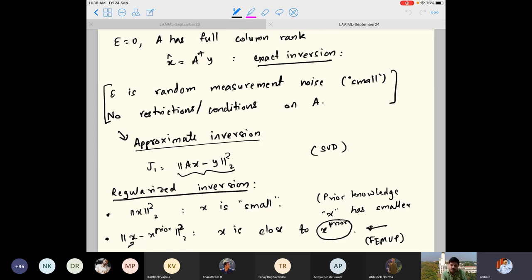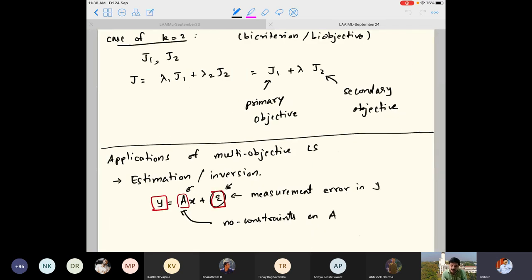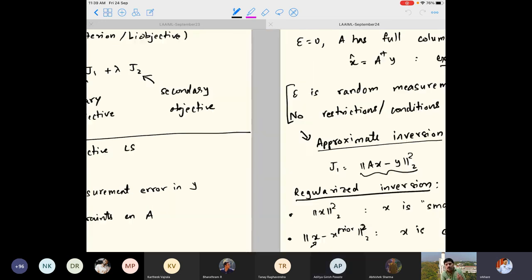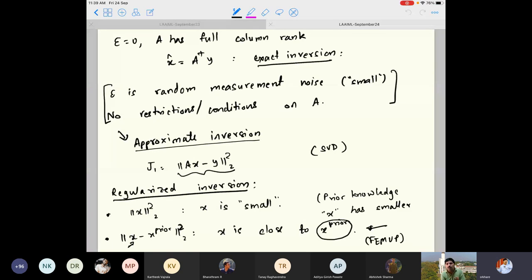So it is like J2. My J1 primary objective is that I want this X to be such that Y minus AX is minimum, so that I will be able to find out the values of X through the inversion. Is that fine? Now, if epsilon were equal to 0, and A has full column rank, then there is only one possible exact inversion. You have a unique solution, given by X equal to pseudo inverse of A into Y. Is that okay?